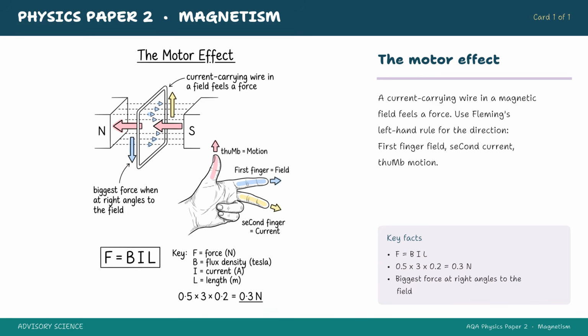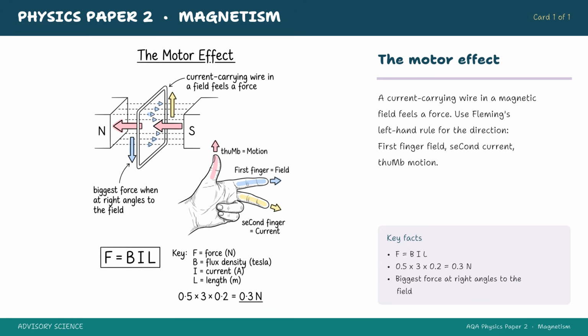You find the direction with Fleming's left-hand rule. Hold your left hand with your thumb, first finger, and second finger all at right angles to each other. Your first finger points along the field, from north to south. Your second finger points along the current. And your thumb shows the motion, the way the wire is pushed. First finger field, second finger current, thumb motion.